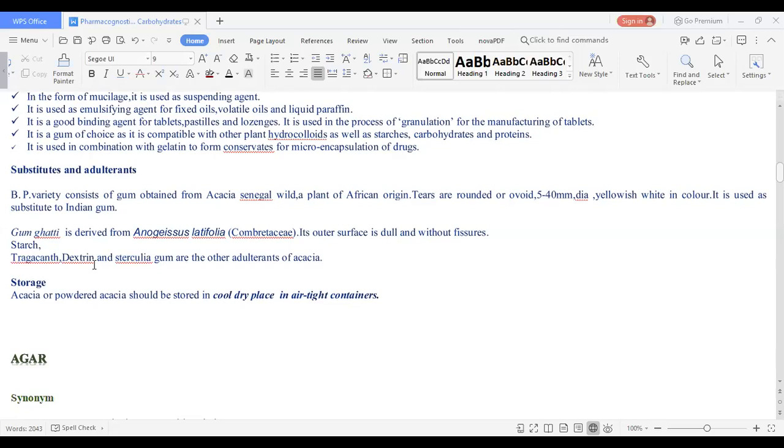The other adulterant is gum ghatti, which is derived from Anogeissus latifolia, belonging to the family Combretaceae. Its outer surface is dull and free from fissures. Starch, tragacanth, dextrin, and sterculia gum are the other adulterants of acacia. Coming to its storage, acacia or powdered acacia should be stored in a cool dry place in airtight containers.